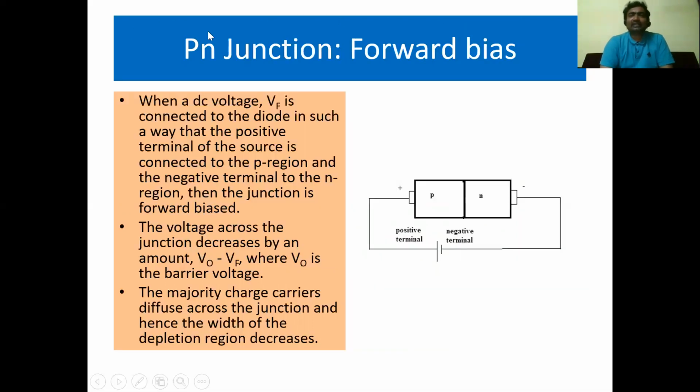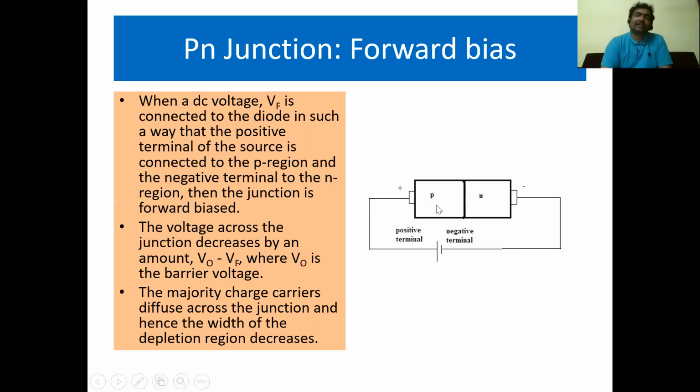Let us discuss the behavior of the PN junction diode in forward bias. First, let me explain what bias is. Biasing is nothing but supplying external voltage to the PN junction diode with the help of a battery. We can connect this battery to the PN junction diode in two ways. One is forward bias, another one is reverse bias. In this case, we are considering only the forward bias condition.